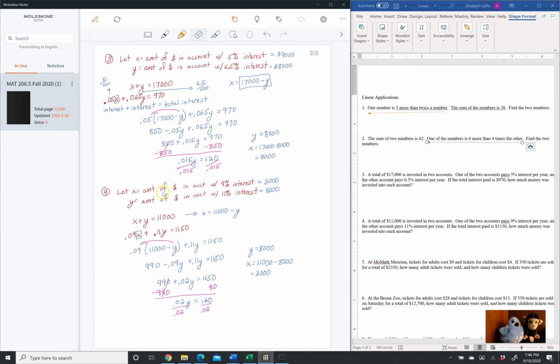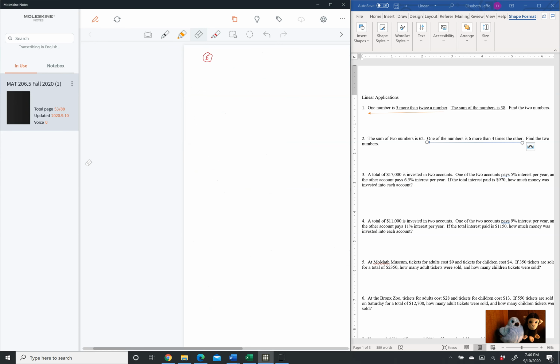Okay, let's take a look at number 5. Number 5 is actually very similar, okay? There's very little difference between 4, 5, and actually even 6. So number 5, it says, at Mo Math Museum, tickets for adults cost $9 and tickets for children cost $4. If 350 tickets are sold for a total of $23,050, how many adult tickets were sold and how many children tickets were sold? Okay, so it's phrased in a slightly different way, but it's essentially problem 4.